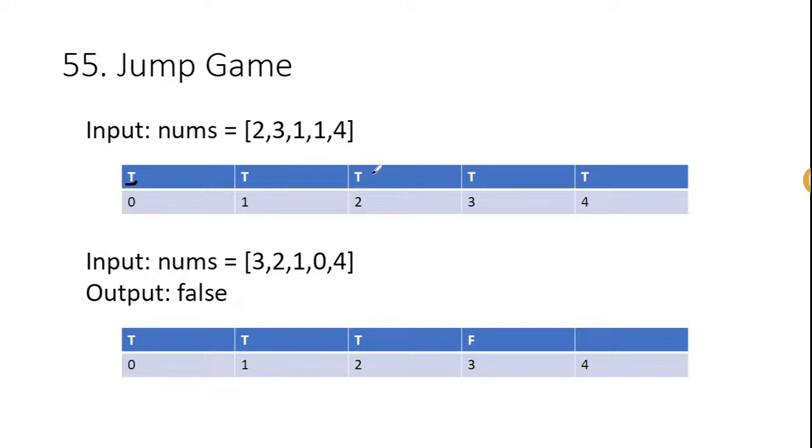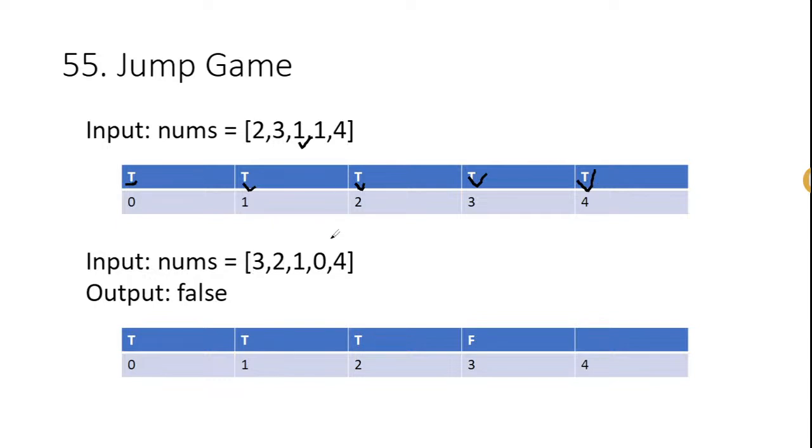If the number is 2, it means we can jump 2 steps, and that is okay. What about when we go to index 1? It means we can jump 3 steps, so we can also jump to this position. What about index 2? We can jump 1 step to index 3. And when we go to index 3, we can jump 1 step to index 4, and then we can return true. But what is the false condition?